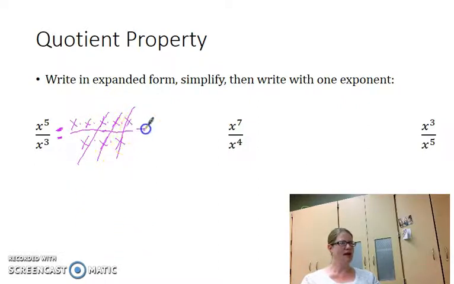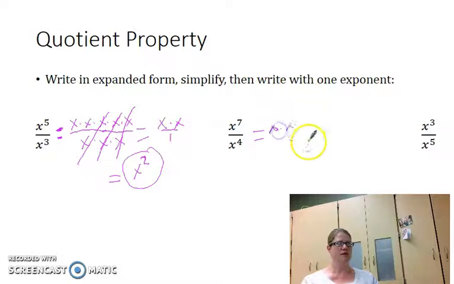So here I don't have anything left on the bottom. I could write a 1 on the bottom if I wanted to, but anytime anything's divided by 1, we don't really have to write that. And on the top here I still have 2 x's. So if I'm writing that, x times x, using a single exponent, that would just be x squared. And x squared divided by 1 is just x squared, so we'll just write that as x squared.